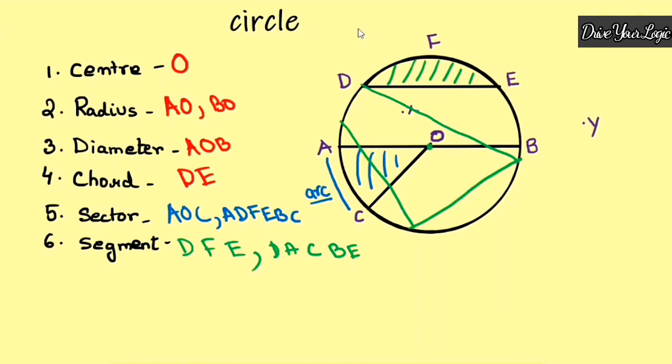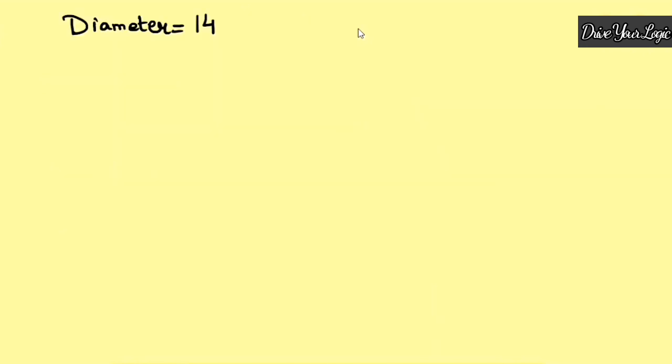So that's all for the circle. Now we are going to show you a few sums. Okay. So let's do the sums. In the first sum, the diameter is given. Now we have learned that half of diameter is radius. So the diameter is given as 14 centimeters. Now you want to find the radius. So what will be our radius?